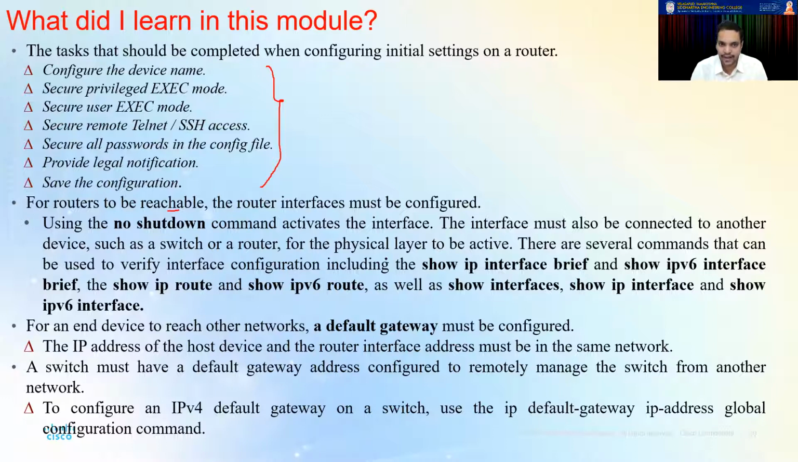To verify whether the interface configuration is done properly, we have various show commands: show ip interface brief, show ipv6 interface brief, show ip route, show ipv6 route, show interfaces, show ip interface, and show ipv6 interface. Here you have to specify which particular interface you are interested in. For an end device to reach other networks, a default gateway must mandatorily be configured. For a host, you simply type in the router interface IP address, whereas for a switch you use the command ip default-gateway followed by the IP address. This is a global configuration command.